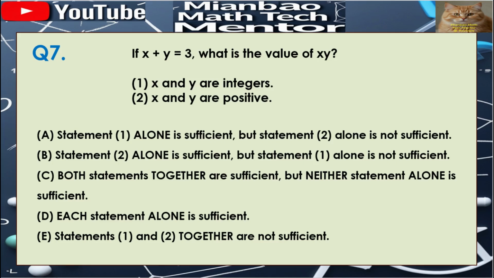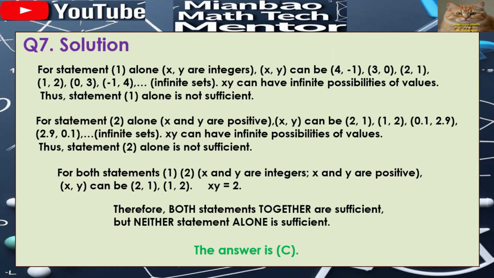Question 7. Which of the following answers is correct? A, B, C, D, or E? For statement 1 alone, x, y are integers. X, y can be 4, -1, or 3, 0, or 2, 1, or 1, 2, or 0, 3, or -1, 4, and so on. Infinite sets. X times y can have infinite possibilities of values. Thus, statement 1 alone is not sufficient.